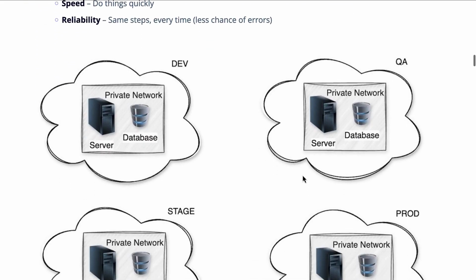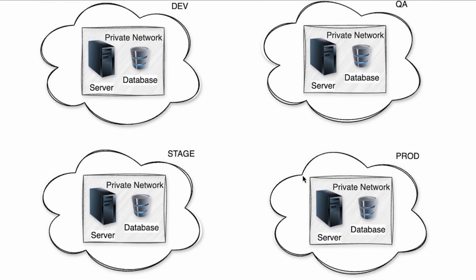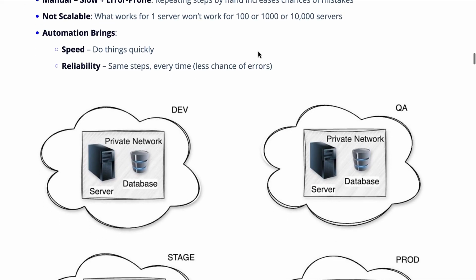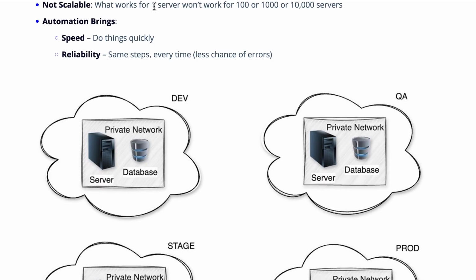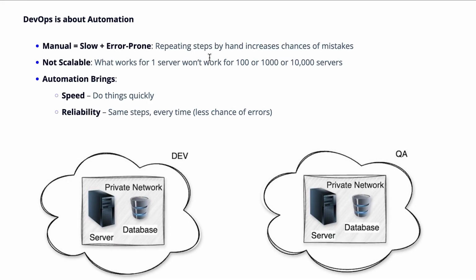Whenever we talk about real-world applications, we have multiple environments, and you have multiple servers in each of the environments. And if you do things manually, if you're creating environments manually, if you're configuring them manually, if you're deploying applications manually, that is slow and error prone. Repeated steps by hand increases chances of mistakes. And it's not scalable. What works for creating one server will not work when we go for 100 or 1000 or 10,000 servers. And that's why automation is very important.